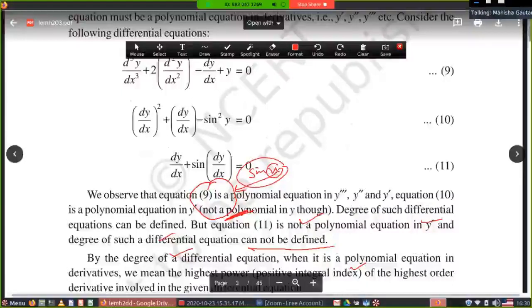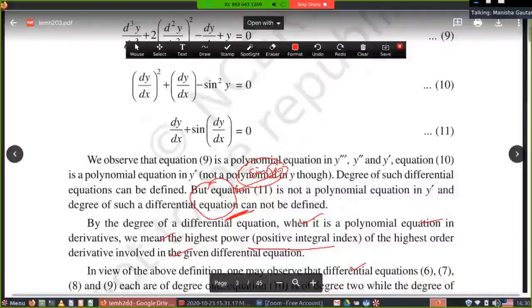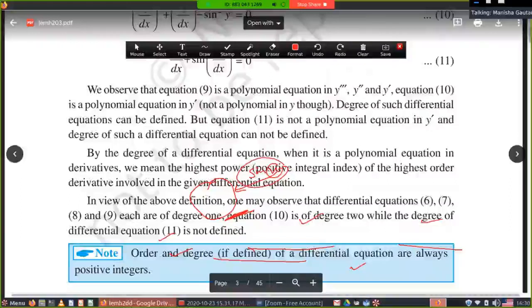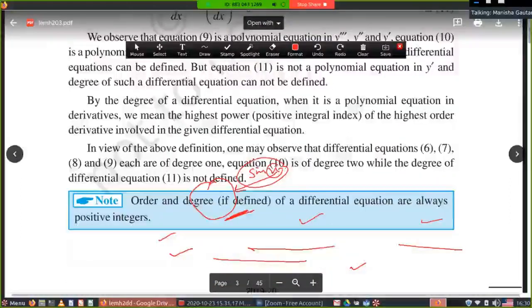By the degree of differential equation, when it is a polynomial equation in the derivative, we mean the highest power of the highest order derivative involved in the given differential equation. The highest power of the highest order is known as the degree. Now here, order and degree of the differential equation are always positive, right? I think this note you can learn.